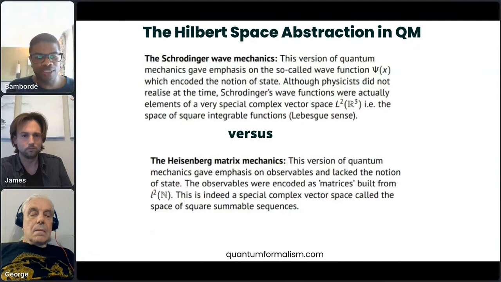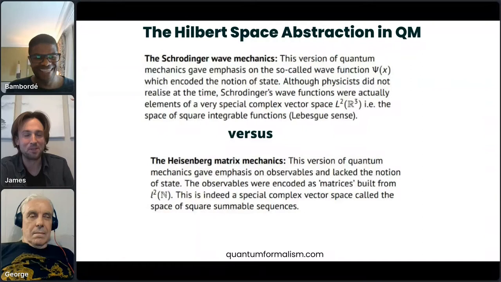I don't even know. James, how do you pronounce this? I only know how to read it. I always struggle to pronounce it. I call it little L2 of N. That sounds like what I would call it as I'm reading it. Yeah, we just read it like that, there's no name for it.